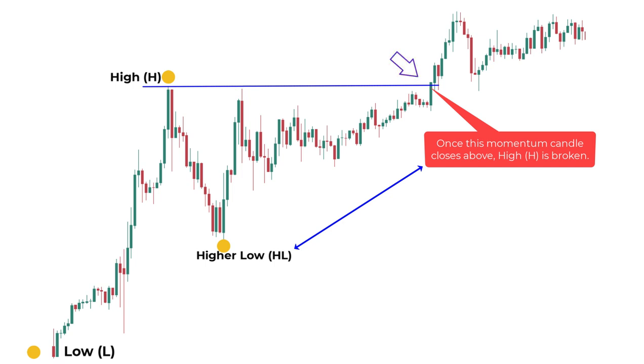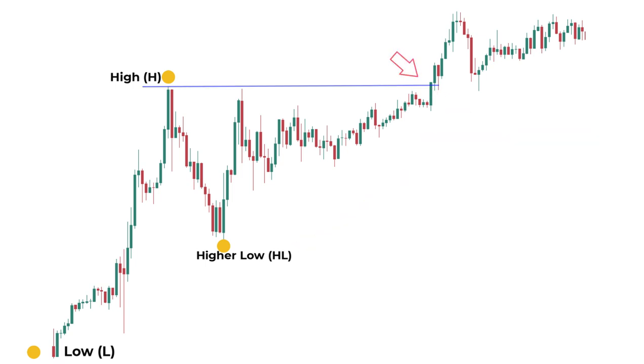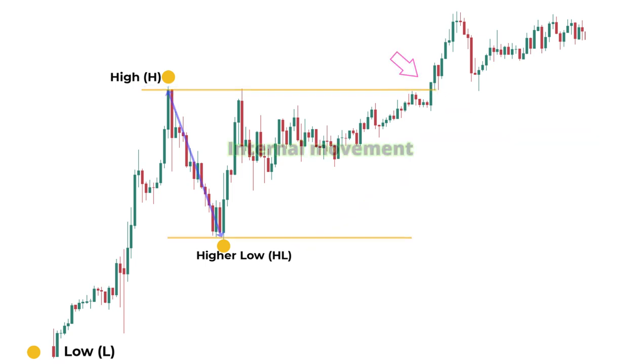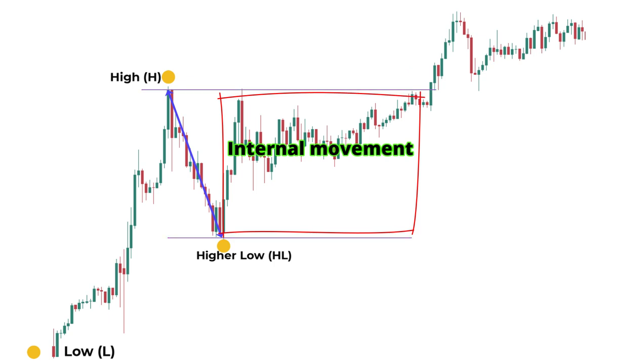So remember clearly, a higher low is called confirmed only after the market breaks the high with a candle body close. Also remember, all movement between this high and this higher low is internal movement. This is sometimes called internal structure. And we will study internal structure in detail later.